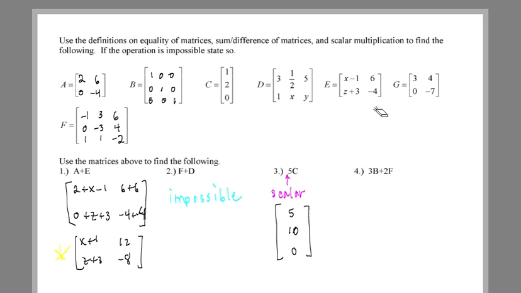Let's look at 3B plus 2F. First, let's look at B and F. Can I add those? There's B, there's F. They're both 3 by 3 matrices, so yeah, I can add them. Now what I'm going to need to do though is multiply B by the scalar of 3, F by the scalar of 2, then add corresponding entries. It's best to write this down because it's so easy to make a careless mistake.